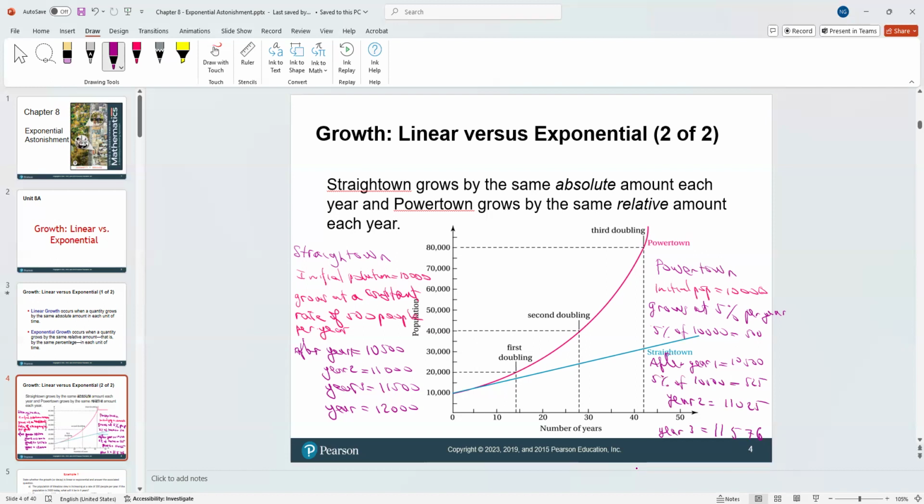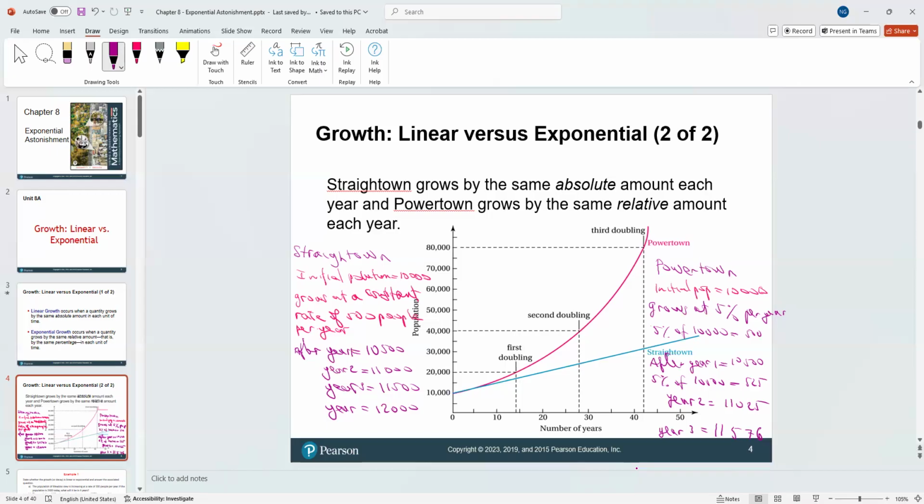If you do it over 40 years or 50 years, what is the big difference between Power Town and Street Town? After 40-something years, you see that Power Town would be like 80,000 people. But after the same amount of years, it would be about 30,000 for Street Town. So Street Town and Power Town illustrate really the two fundamentally different types of growth.